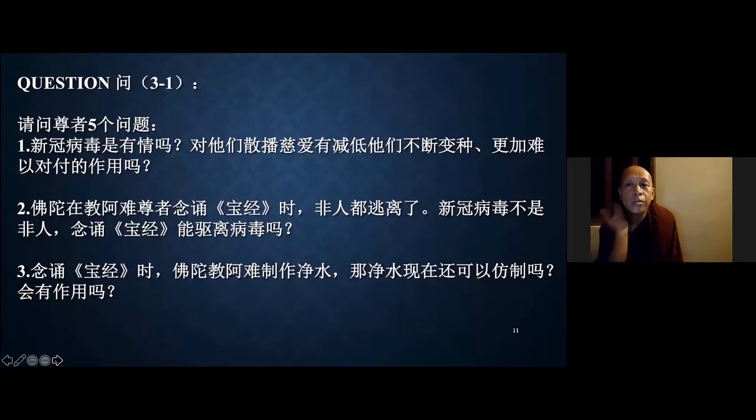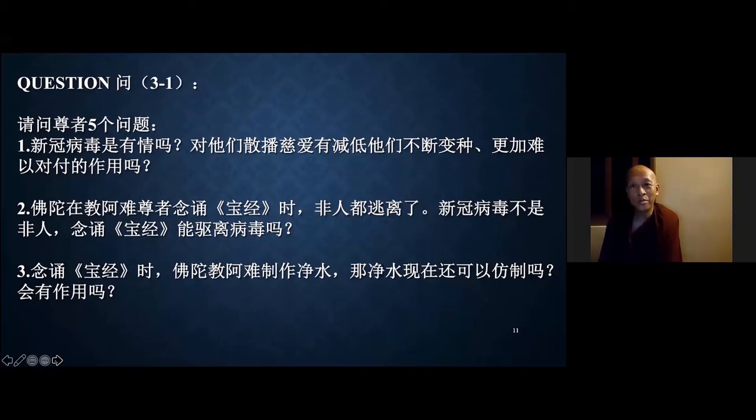Although this questioner has five questions about the COVID virus, coronavirus. He says, is coronavirus one of the beings? And if he sends metta to them, would that reduce the rate of changing variants? This is one question. And second, when the Buddha instructed Venerable Ananda to chant the Ratana Sutta, all the amanusa left the place. In this condition, is coronavirus amanusa? And by reciting the Ratana Sutta, will we be able to chase them away?